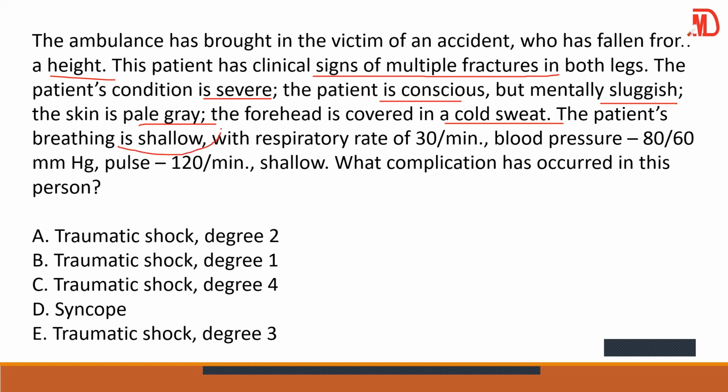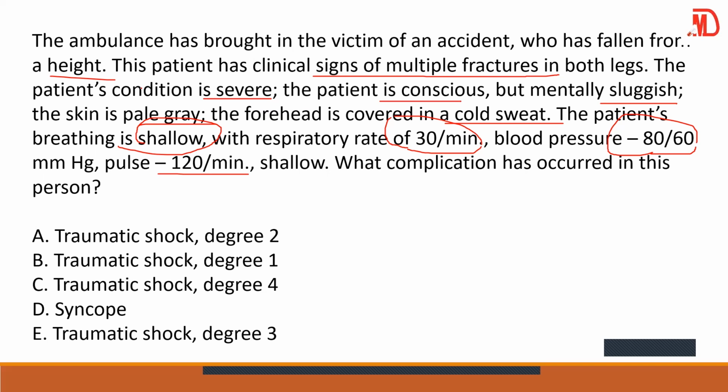Patient's breathing is shallow with a respiratory rate of 30. Blood pressure 80/60 is going down, isn't it? Pulse of 120. So all of these things are just telling you that this patient is in shock. Why? It could be because there could be a lot of blood loss. Don't forget, they said there are multiple fractures in both legs. Anytime there's a fracture, there's always blood loss.